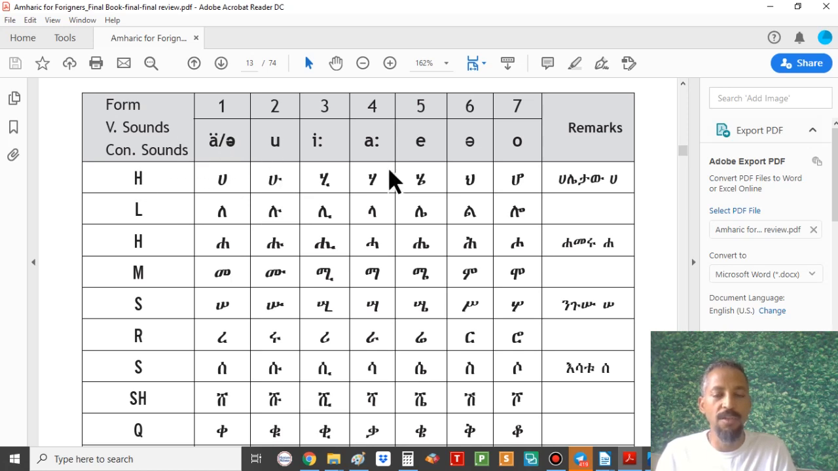you can read the alphabet. You can teach yourself reading the alphabet, learning the alphabet of Amharic by following the consonant sounds on this first column, and on the top row the vowel sounds. So you combine the consonant and the vowels, and you say this one is ha. So you say ha, hu, hi, ha, hey, ho. It's definitely easy once you start to learn the first few letters or characters in the alphabet.